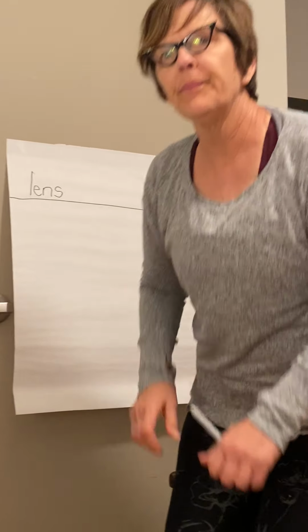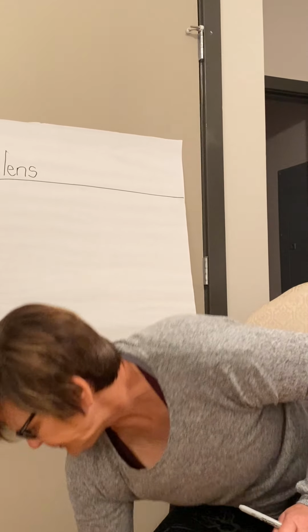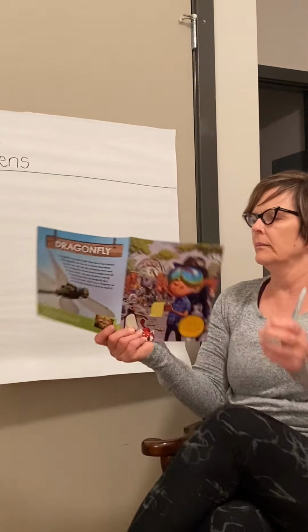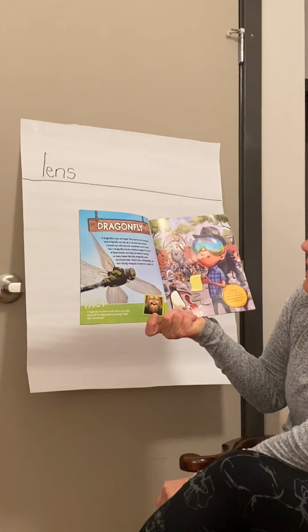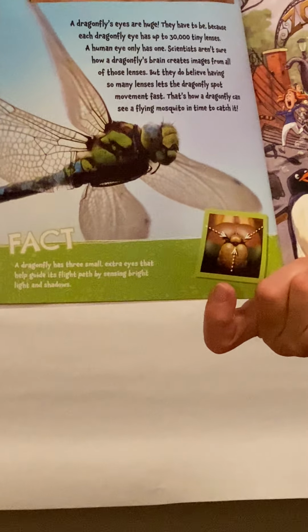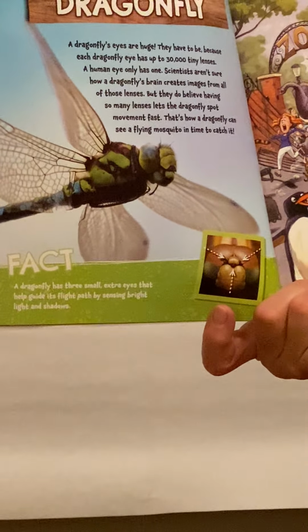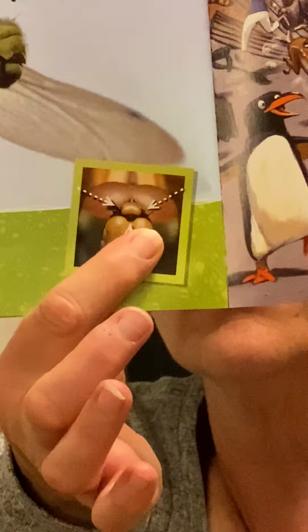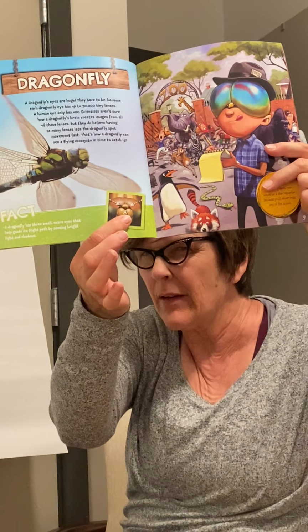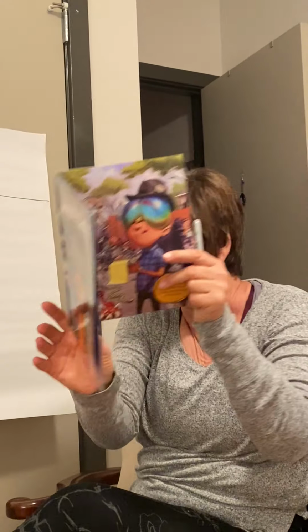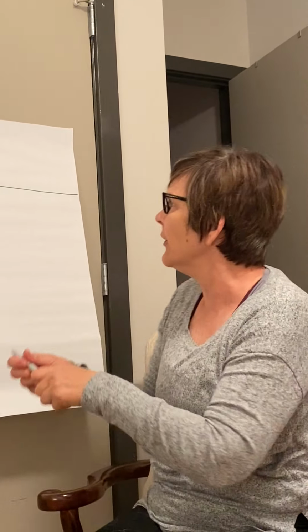Okay, let's keep reading and see if we come up with another word. Lens. Fact. A dragonfly has 3 small extra eyes that help guide its flight path by sensing bright light and shadows. If you look at this picture here, it has 3 extra eyes. That's pretty important. So I'm going to use that for a keyword, extra eyes. I'll put that here.